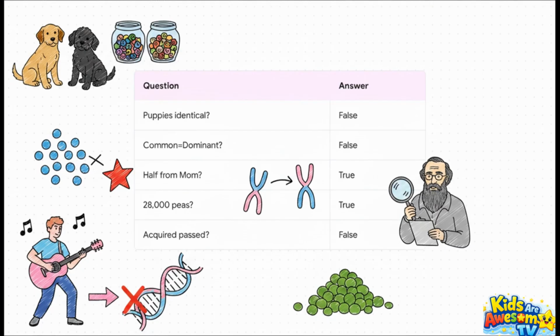All right, true or false time. Puppies in a litter look identical? False. They get totally different gene mixes. Common traits are always dominant? False again. Remember, frequency does not equal dominance. You get exactly half your genes from mom? True. Half from mom, half from dad. Mendel mixed over 28,000 peas? True. He studied massive numbers of them. And finally, acquired traits are passed down? Definitely false. You cannot pass down your awesome guitar skills to your DNA.